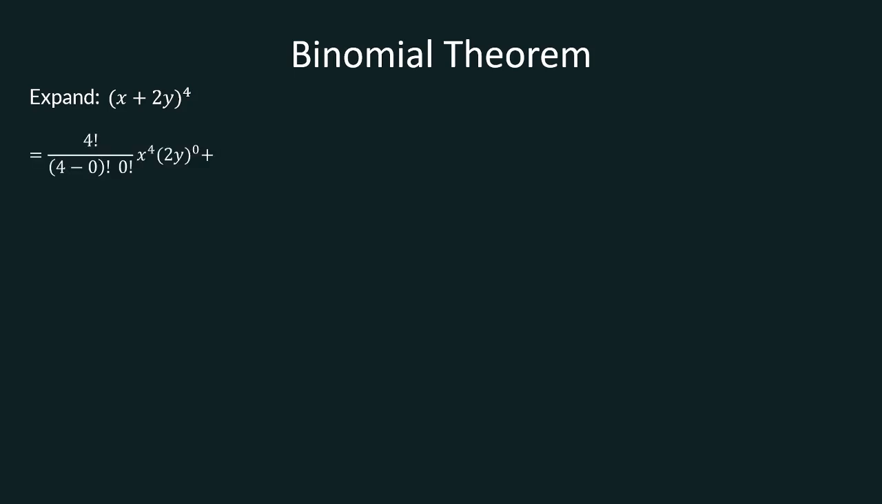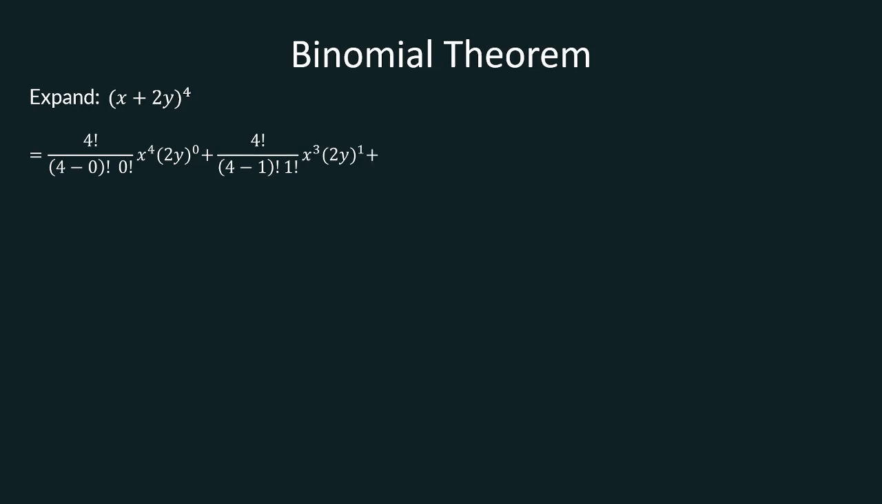So here, you calculate the coefficients by using n combination k. Here our n is 4 and our k always starts with 0. So we get 4 factorial divided by 4 minus 0 factorial times 0 factorial. Then you multiply x and 2y, but you raise x to the power of 4 and the whole of 2y to a power of 0. You keep doing that. Get 4 factorial divided by 4 minus 1 factorial times 1 factorial. Then you reduce the power of x from 4 to 3 and increase the power of 2y from 0 to 1.